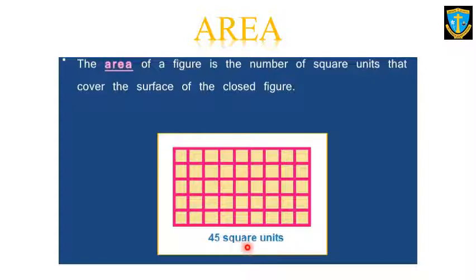Why do we say square units? Because we don't know the units here, whether it can be centimeters, meters, inches, feet, anything. So when we don't know the units, you have to write square units. Why square? Because when we divide the shape into equal squares and count, we will have 45 square units. Therefore, the square.